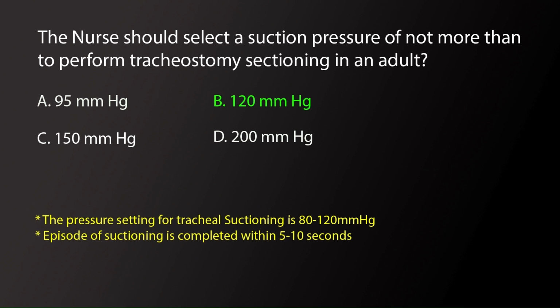The pressure setting for tracheal suctioning is 80 to 120 mmHg. An episode of suctioning is completed within 5 to 10 seconds.